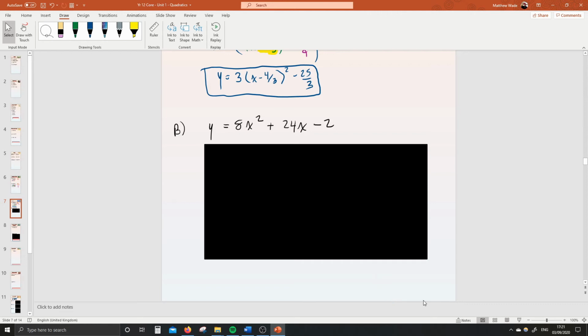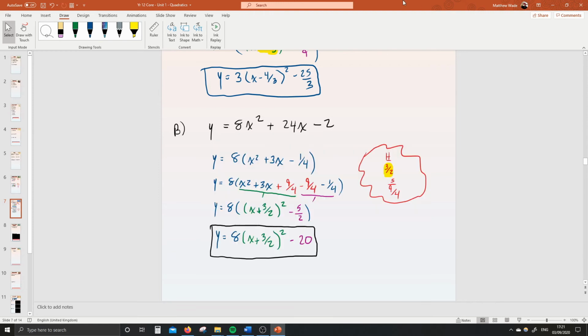Okay, and so hopefully you had a chance to get it all done, and I hope that you got this. If you got this, you're absolutely flying. It should have been 8, and then brackets, x plus 3/2 all squared, take away 20. So hopefully you're getting it. Hopefully you kind of have your head around it. That's as hard as they go, really. So if you're on that level, that's good, because you're on the hardest level.